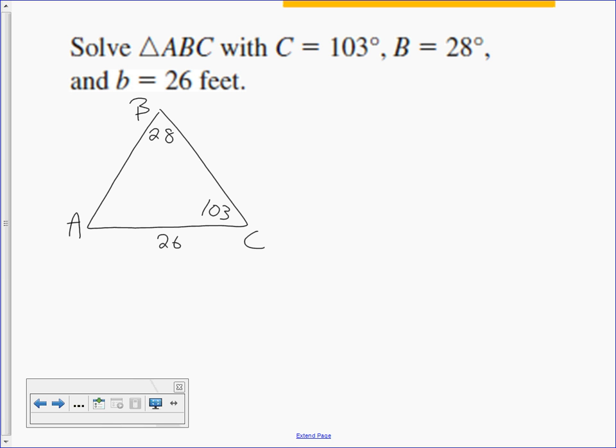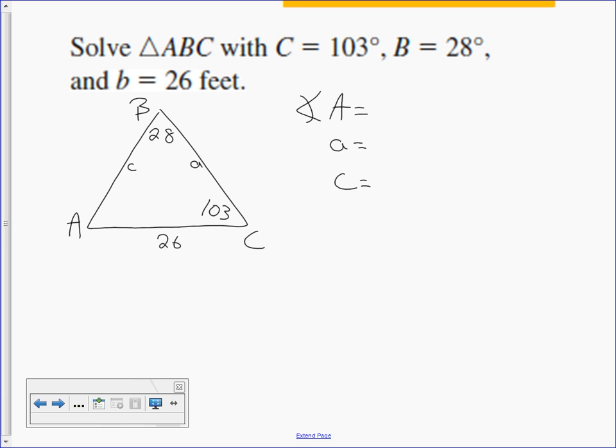When I'm looking at this, that means I have to find three things. Looks like I have to find an angle and two sides. What's the angle I have to find? A. So what I want to do is start making a list of things I need to solve for. I have to find A. I have to find little a. I have to find little c. Remember, the sides opposite are the lowercase letters. Does everybody agree with that?